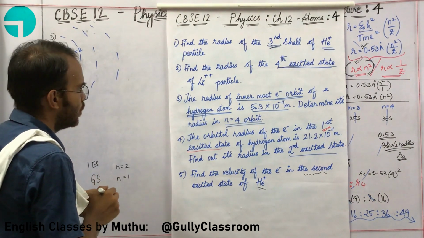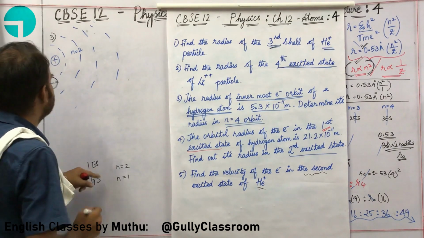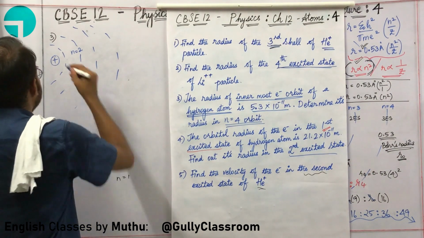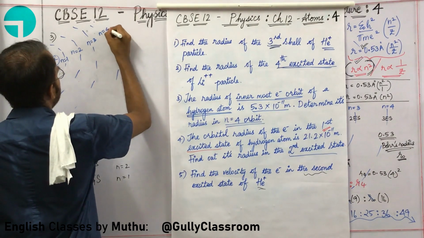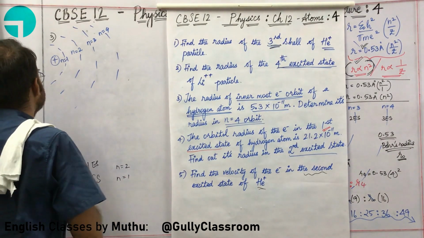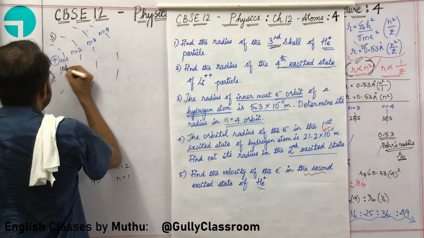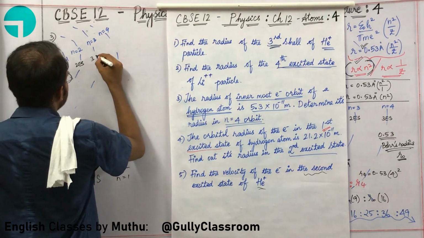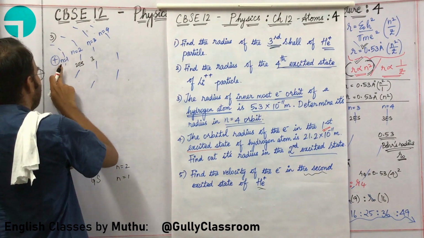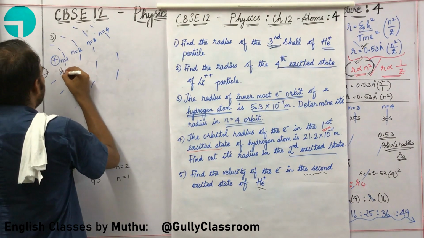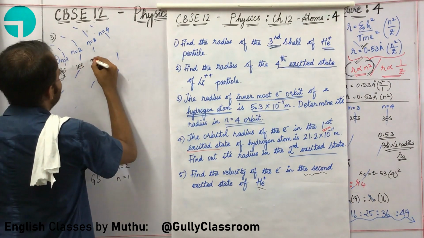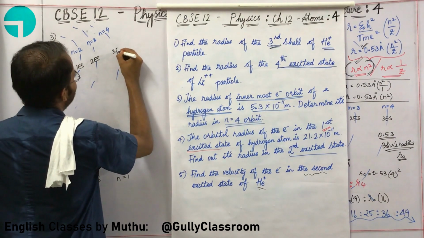Let me draw this neatly. Here n equal to 1, n equal to 2, n equal to 3, n equal to 4. I can call this ground state, first excited state, second excited state, third excited state. Okay, I am making a couple of mistakes, kindly bear with me.